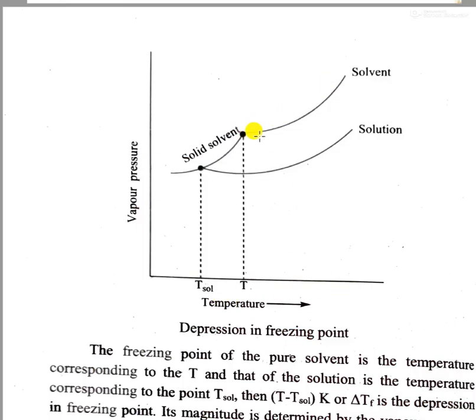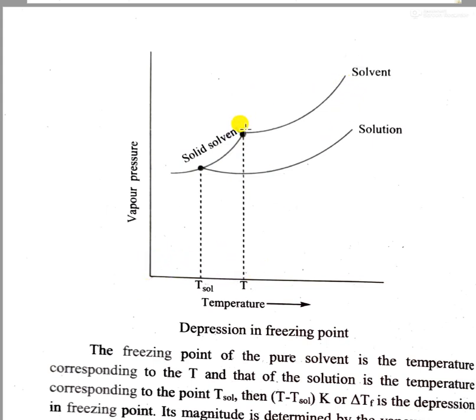Here you can see two vapor pressure curves. The first one is the vapor pressure curve of the solvent, and below it is the vapor pressure curve of the solution. When a solute is added, the vapor pressure of the solution decreases compared to the pure solvent. Therefore the vapor pressure curve of the solution is below that of the solvent. In order to find the freezing point, we have to extrapolate the graph and find the corresponding temperatures at the lower side, that is at the low temperature region.